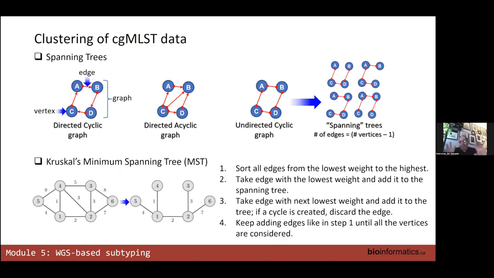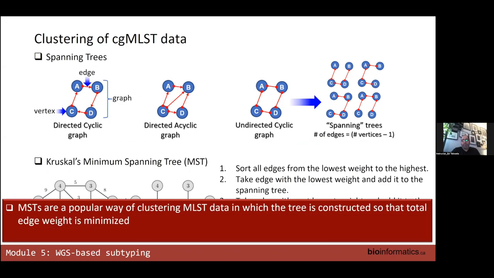You don't have to learn all of this. I certainly have a rudimentary knowledge of it. But all this to say that MSTs are all the rage among the cool kids who are clustering cgMLST data. One of the nice features about an MST is that it tries to minimize the total. So it creates a tree, and then by minimizing the total branch lengths connecting all of the different genomes. And yes, it is an acyclic graph where all of the nodes are connected.